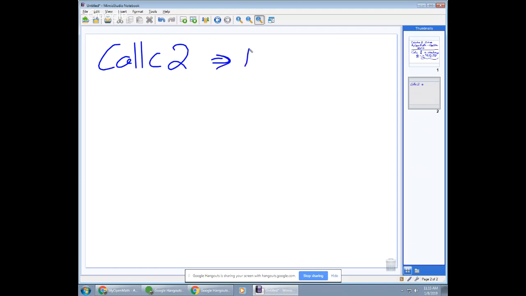So Calculus 2, on the other hand, the big problem there is area. And there are a lot of applications to area. Sometimes areas are pretty easy to find.